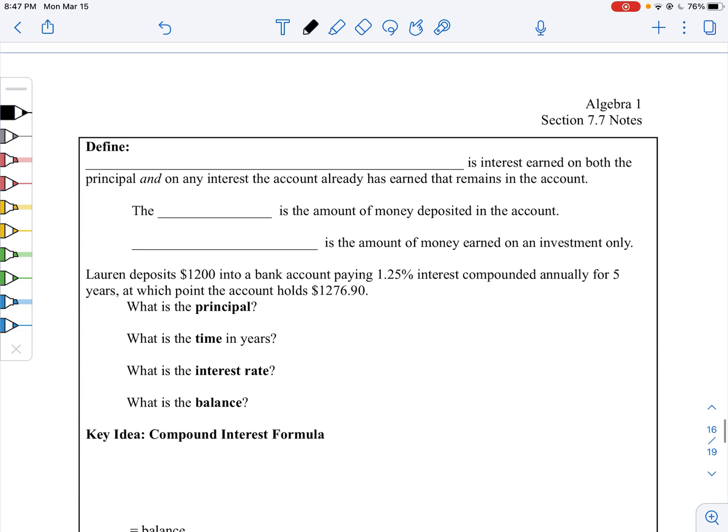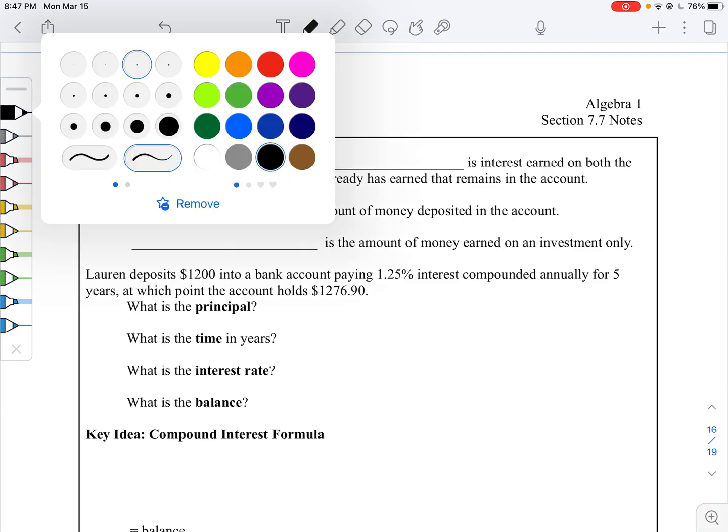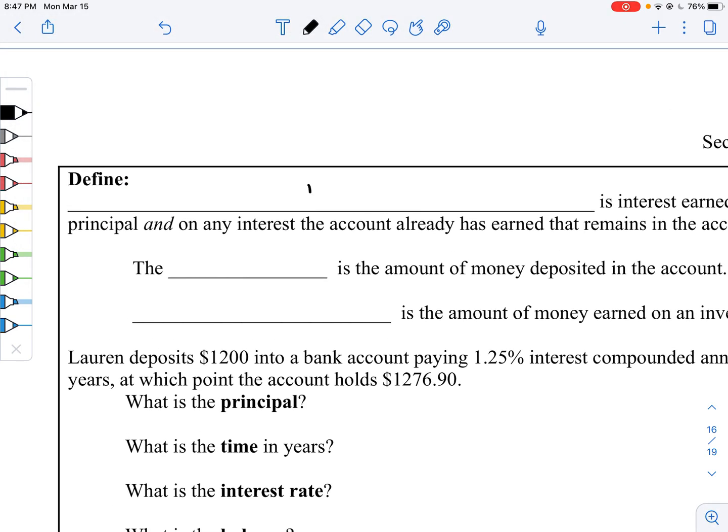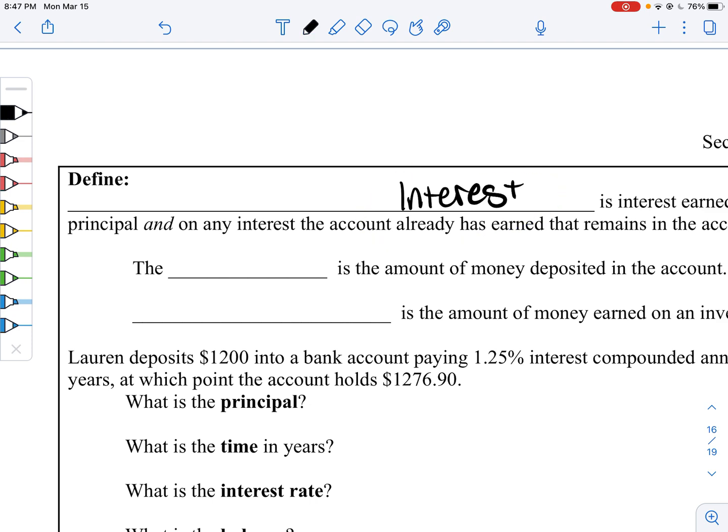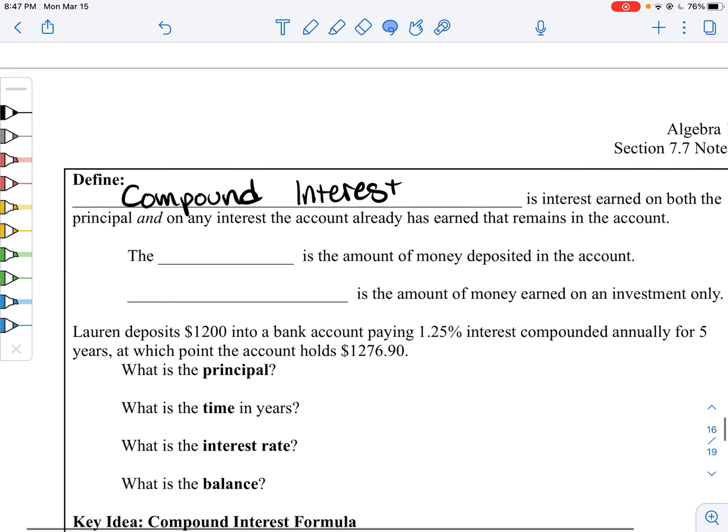Let's talk about a more common example. Besides population growth, you also have something that's very interesting: a certain kind of interest. Interest is something that you get on a loan or when you deposit money in a bank account. Compound interest is interest that's put together. It's interest earned on the principal and on the interest already in the account.